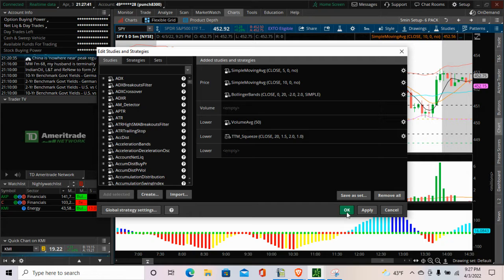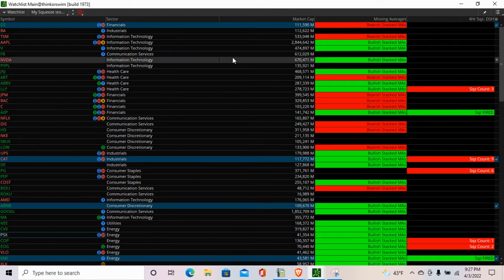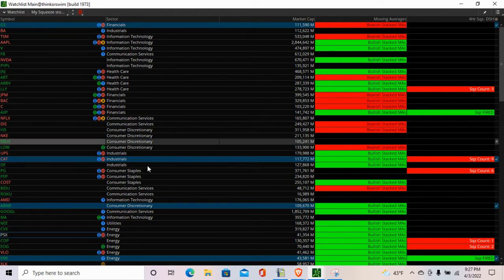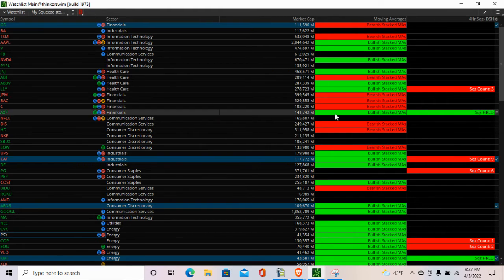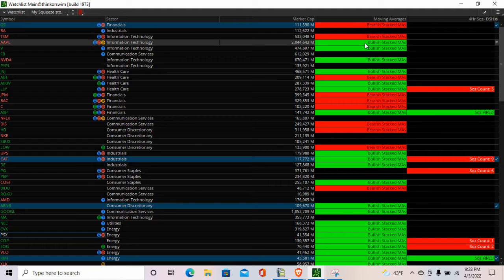Real quick, if we go to my watch list, here's essentially my watch list of stocks, and then I've got the moving averages. If the moving averages are stacked in a bearish sentiment, it's going to highlight red and say bearish stacked MAs. If they're stacked in a bullish sentiment, it's going to highlight green and say bullish stacked MAs. And then, for instance, I've got the 4 hour squeeze set up.